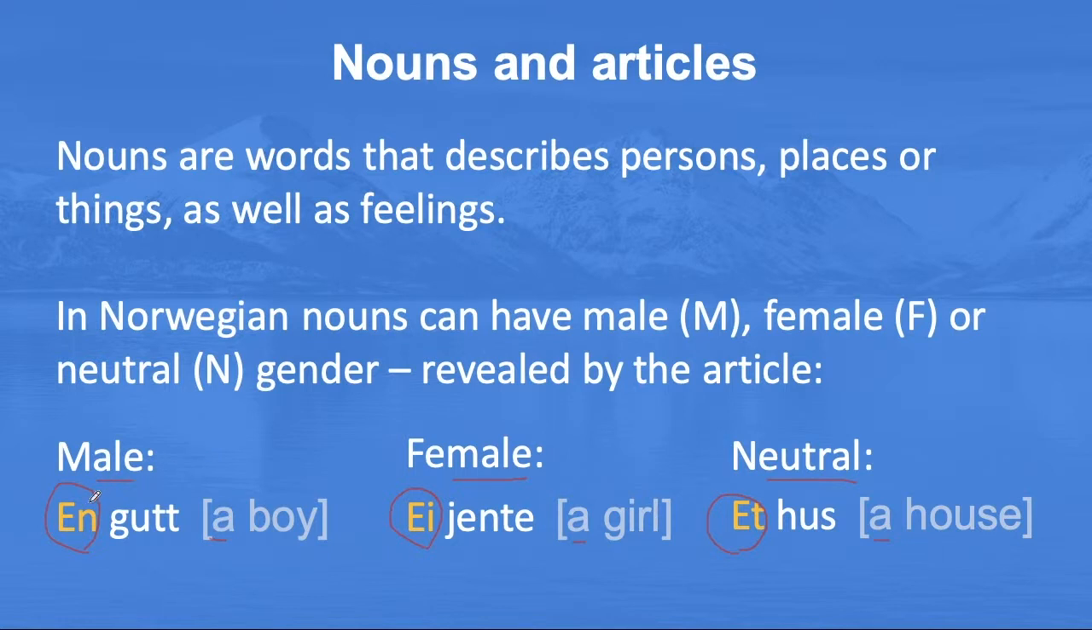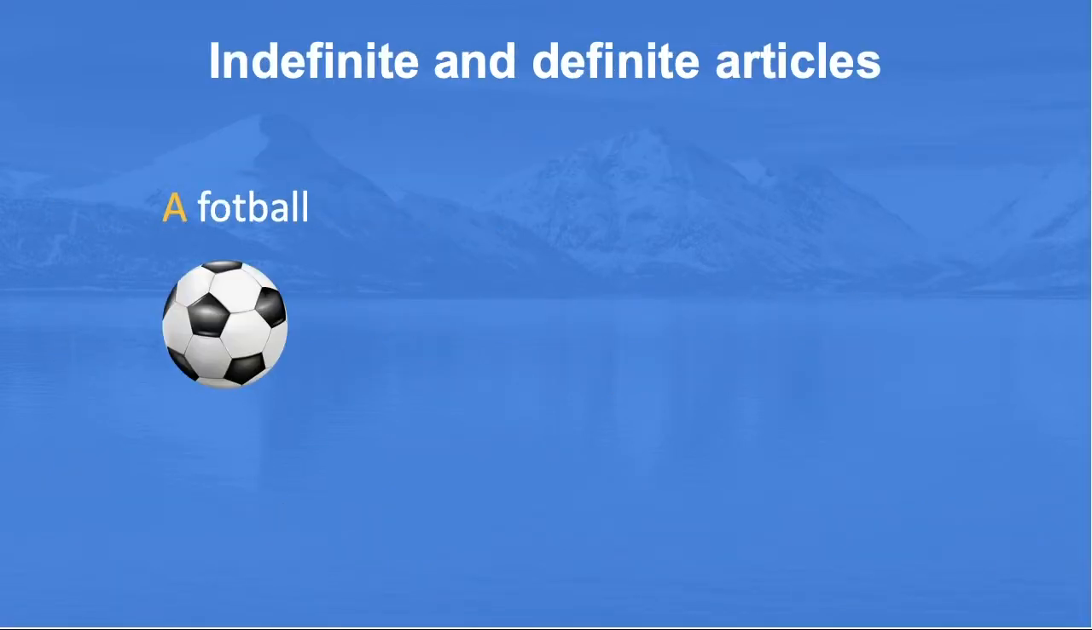Also, I need to point out that these three articles are actually called indefinite articles. And I'll explain the difference between indefinite and definite articles on the next couple of slides. So let's look at the difference between indefinite and definite articles. We can look at it in English first.